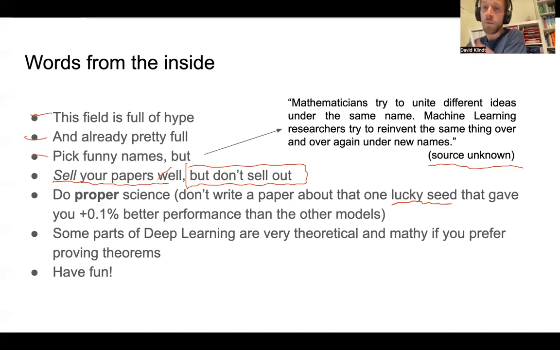Some parts of deep learning, and I really hope I, if not convinced you, at least gave you some motivation where to look further. Some parts of deep learning are very theoretical and mathy, if you prefer proving theorems. And then, of course, have fun. Or maybe I should finish with: do the right thing. Don't use deep learning just to suppress minorities or reinforce biases. Be a productive part of this community, and let's try to make our world better with the cool possibilities of deep learning. All right.